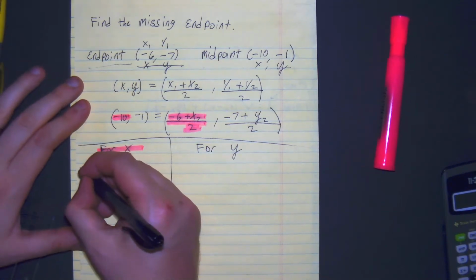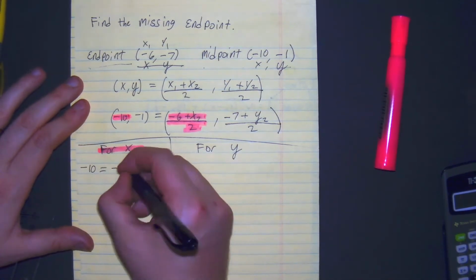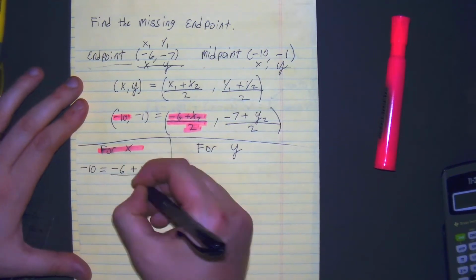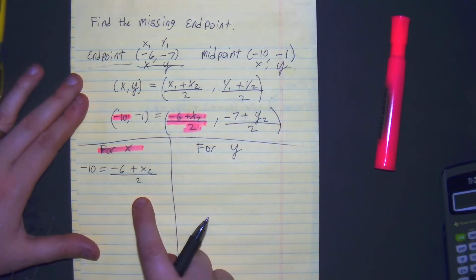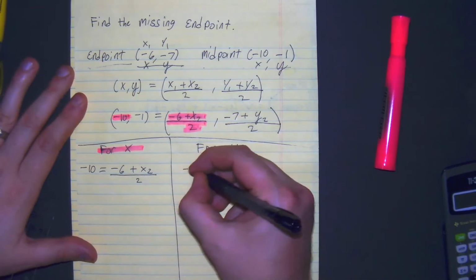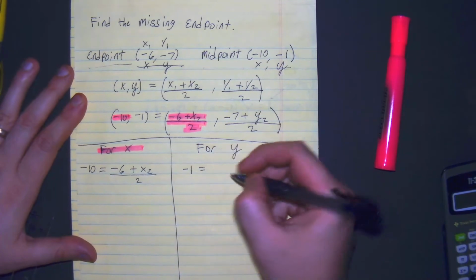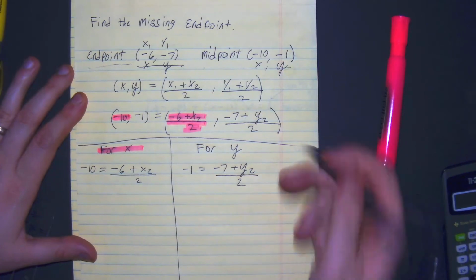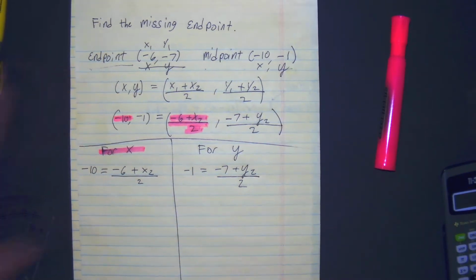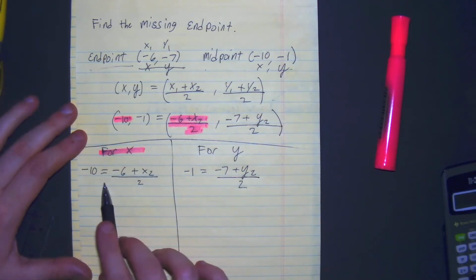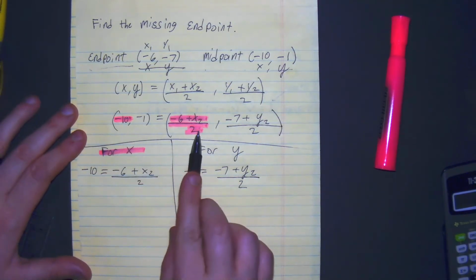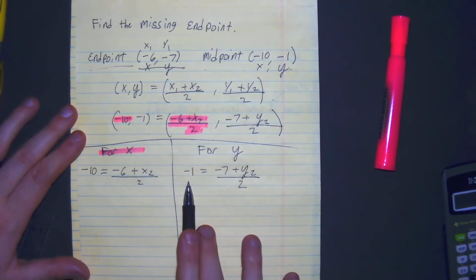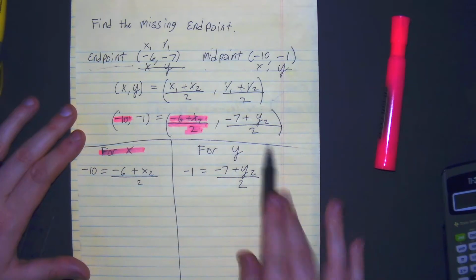What we have here: negative 10 is equal to negative 6 plus x2 divided by 2. That's our first equation we're going to work with. Our second one is negative 1 is equal to negative 7 plus y2 divided by 2. Okay? So this process seems a little daunting at first, but it's the same process every single time. Alright, so this is our setup.